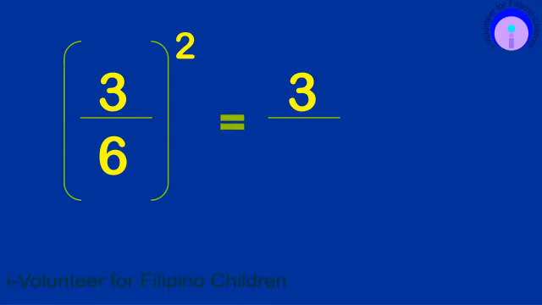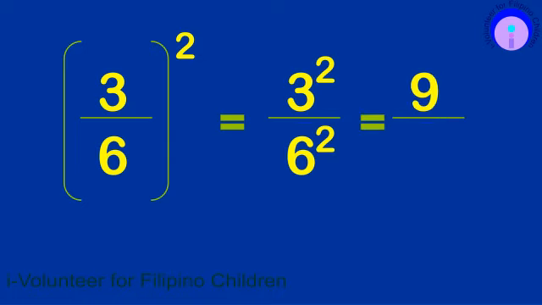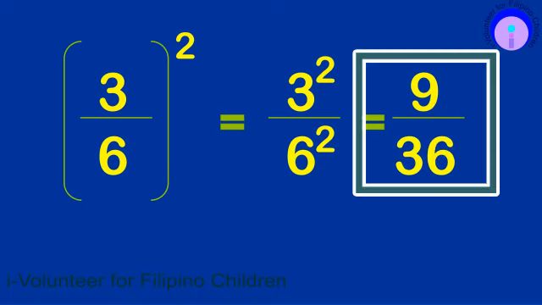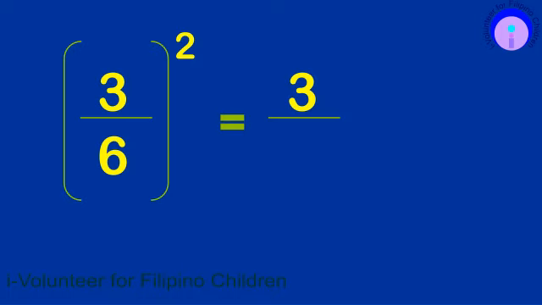Next is to write the square of the numerator 3. Follow the square of the denominator. For the square of 3 is 9 and the square of 6 is 36. Now let's repeat the process.